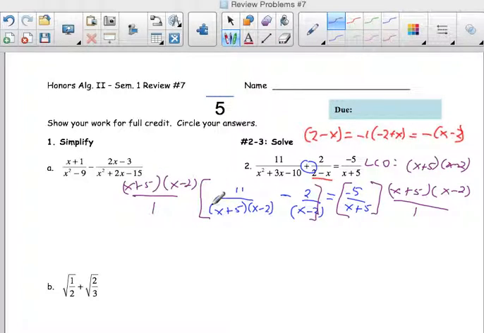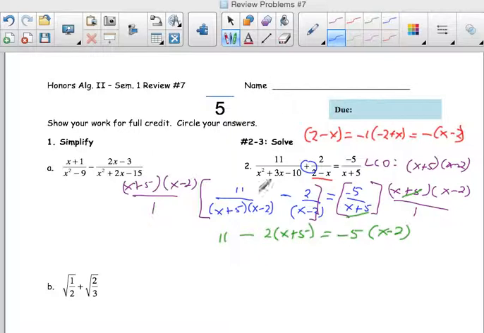When I distribute this to my first term, the x plus 5 and x minus 2's cancel out here. And that's just going to leave me with this first term of 11. And then minus, when I distribute here, you'll see how the x minus 2's would cancel out. So this is going to leave me with minus 2 times the quantity x plus 5. On the right-hand side, the x plus 5's cancel out, which leaves me negative 5 times x minus 2.